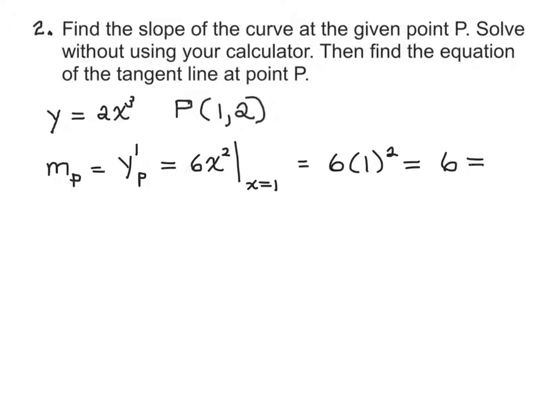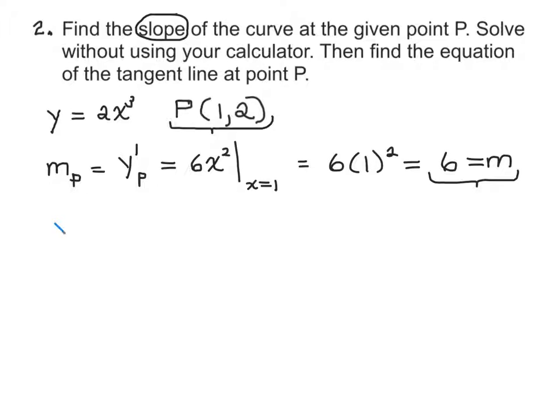So this is our slope. So let's put a little brace here. That's the first part of our answer. We found the slope of our curve. So now we want to find the tangent line. Well, since we have the point 1, 2, and we have the slope 6, we can use our point slope form. So I'm changing my font color.